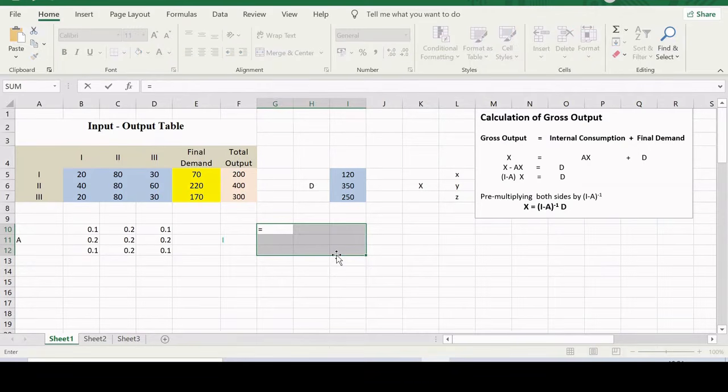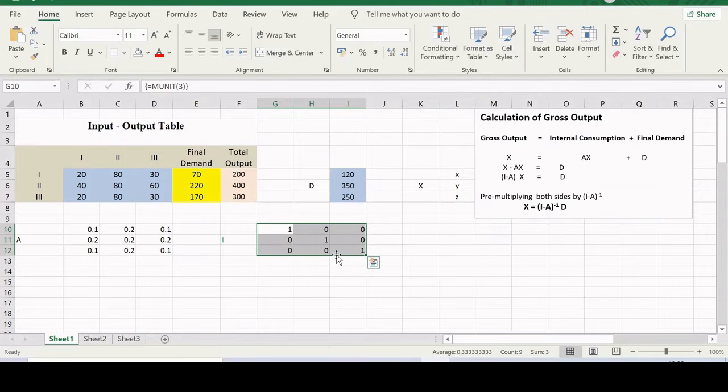Now press equals to and then MUNIT, open the bracket. Now it requires us to enter the dimension. As we need a 3 by 3 order matrix, its dimension is 3. Now close the bracket, and to get the result we have to press Ctrl plus Shift plus Enter simultaneously. Once we press Ctrl Shift and Enter simultaneously, we'll get the result.